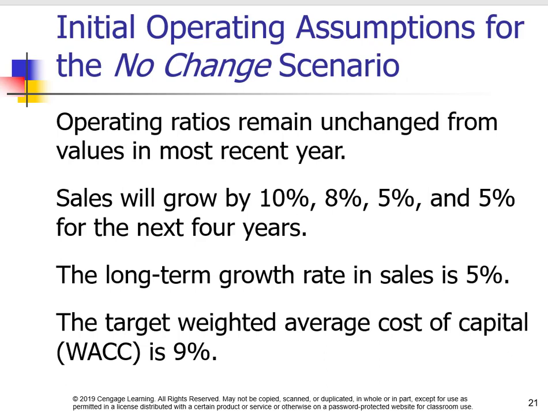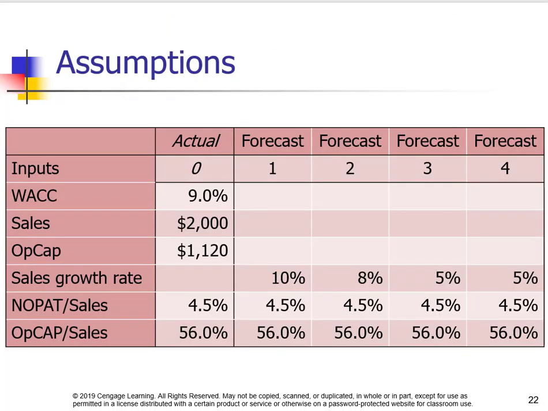So what we need to do now, right? Let's make an assumption. What are the operating assumptions if we assume there's no change? The operating ratios remain unchanged. Sales are going to grow by what we expect, which we expected to be 10, 8, 5, and 5. And of course, the long-term growth rate in sales, 5%. And again, our targeted weighted average cost of capital is 9%. So let's see if we can work through some of this data. It's nice if we can create a spreadsheet.